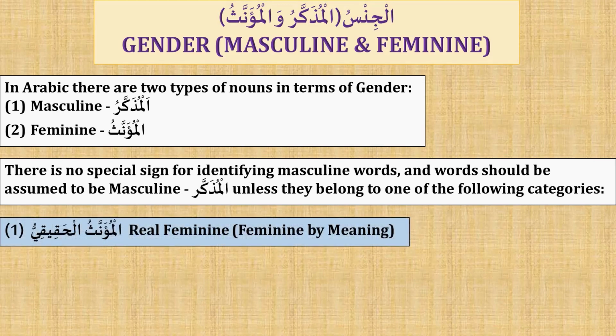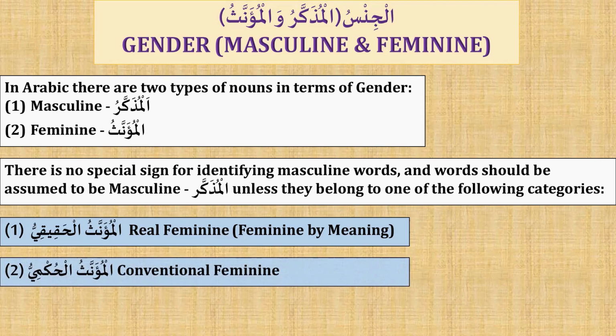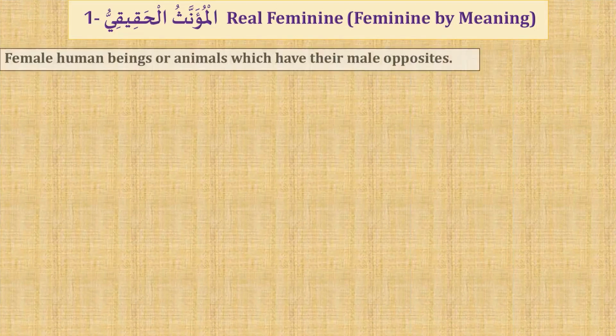First one, al-muannath al-haqiqi, real feminine or feminine by meaning. Second one, al-muannath al-hukmi, conventional feminine. We will start with the first one, al-muannath al-haqiqi, real feminine or feminine by meaning. They are female human beings or animals which have their male opposites.